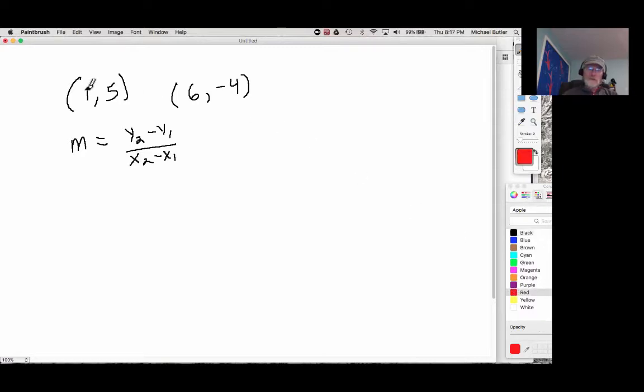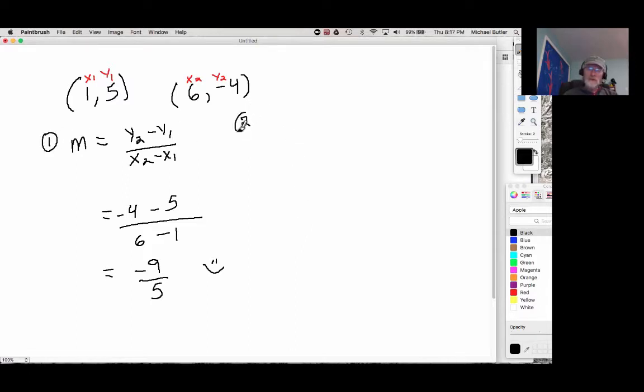So let's, just for grins, call this one x1, y1, and this one x2, y2. If we do that, then this is -4 minus 5 over 6 minus 1, right? So the numerator gives me -9, and the denominator gives me a 5. So you've got a really nice slope of -9/5. Okay, so that's part 1. I have to do that first.